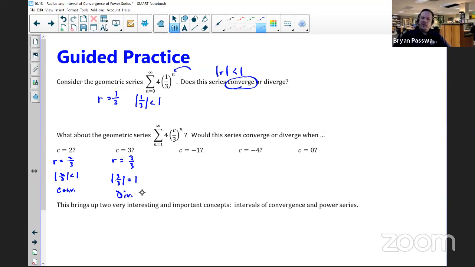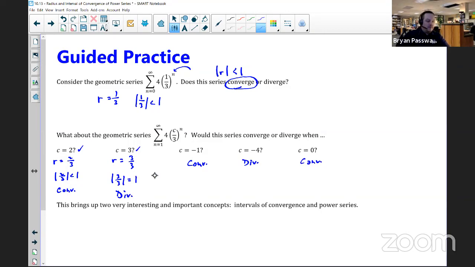And we can keep going through these different values, but it's leading us to the idea of, instead of checking individual numbers, we're more interested in knowing what are all the possible values of C, right? We know that C would converge if C was 2, it would diverge if C was 3. We can quickly mentally check that if C was -1, it would converge, but if C was -4, it would diverge, and if C was 0, I would claim that this converges.